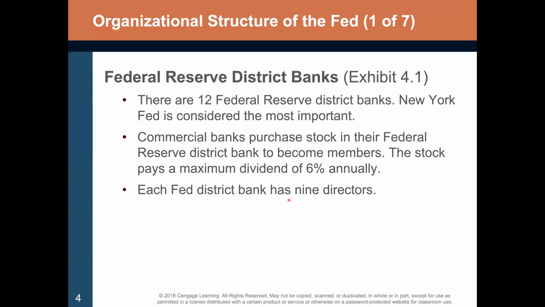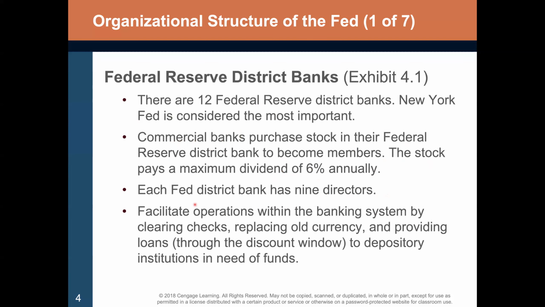Each Fed district bank has 9 directors. So there are 12 district banks, and each of those 12 banks has 9 directors. So they facilitate operations within the banking system by clearing checks, replacing old currency, and providing loans through the discount window to depository institutions in need of funds. And we'll talk a little bit more about that later on in this lecture.